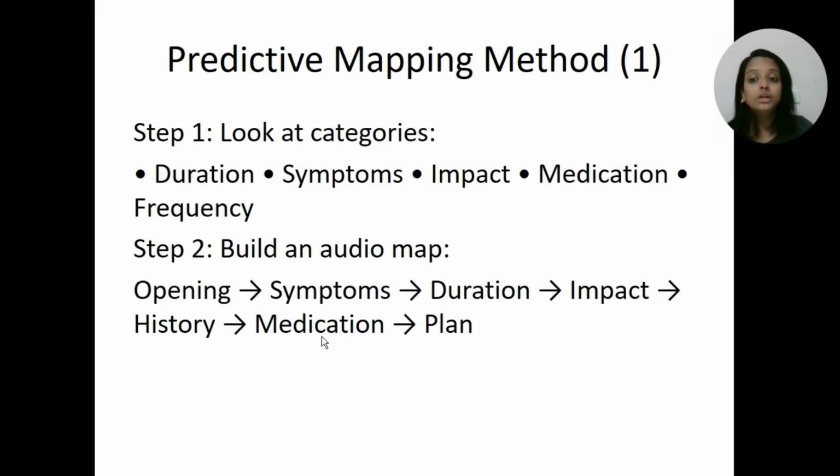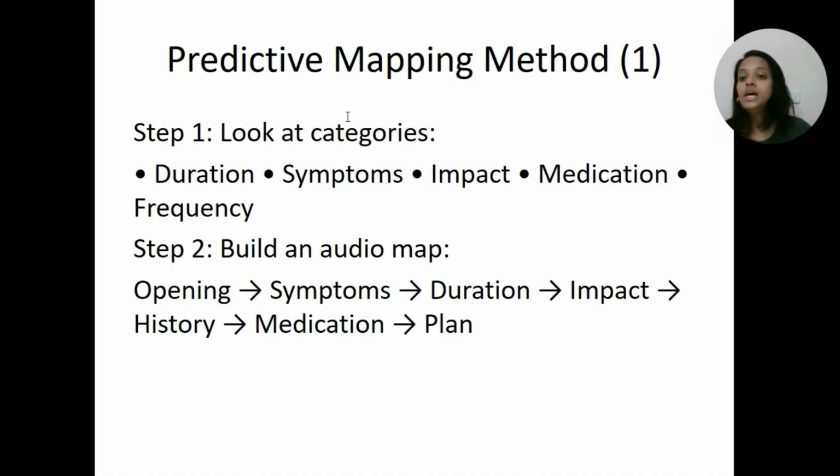And step 2, build an audio mental map. Every consultation, no matter the topic, follows a similar structure: opening, symptoms, duration, impact, history, medication, and then plan. So, when you know the order, you stop panicking. You start predicting. So, know the similar structure. First is opening, followed by the symptoms, then the duration, the impact of it, if there is any history, medication, and then comes the plan.